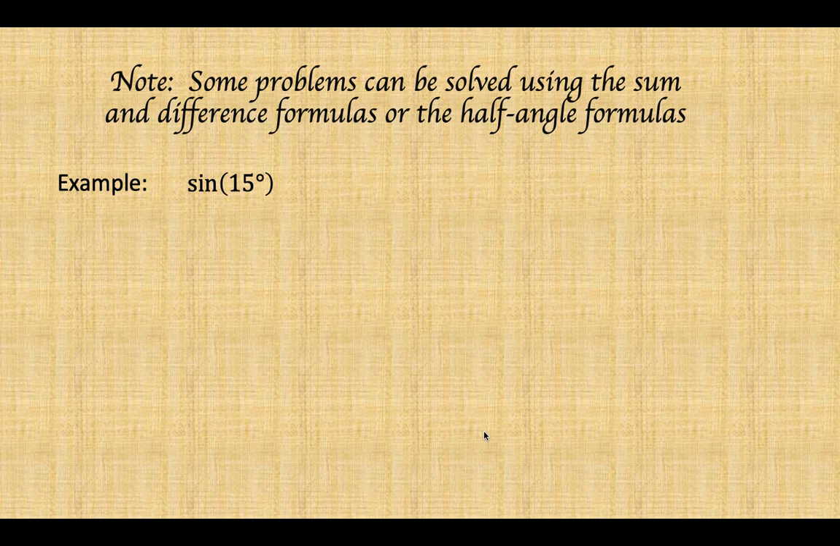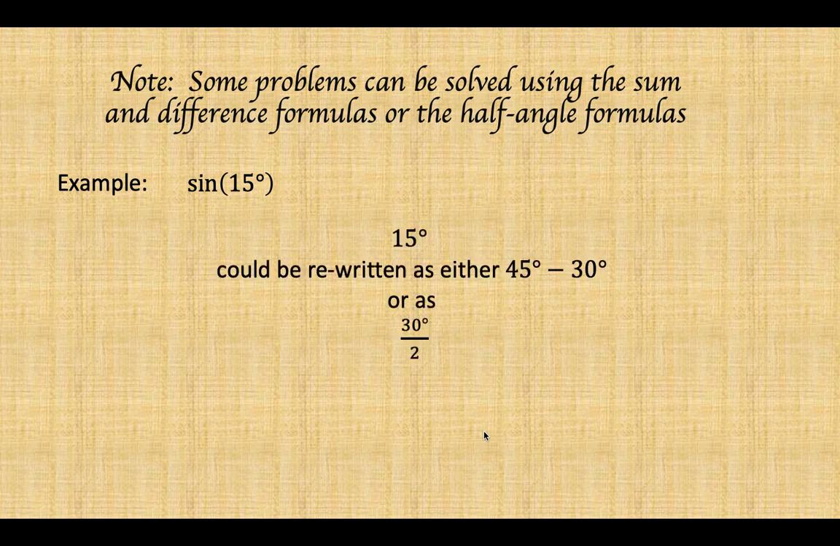Yeah, so this is another example. Sometimes these problems can get confusing because you've learned so many strategies. So with sine of 15 degrees, we've done this problem with sum and difference formulas. So you could solve it that way or with the half angle formula. So be careful to read the directions when you do these problems. Like 15 degrees can be rewritten as 45 minus 30 or as 30 over 2.